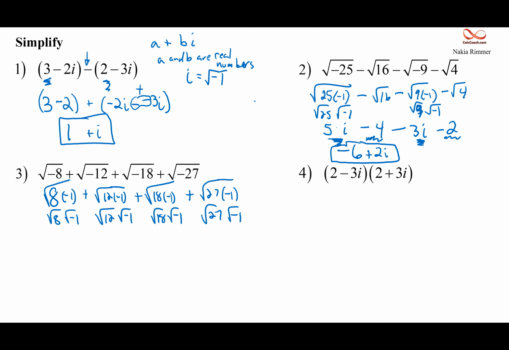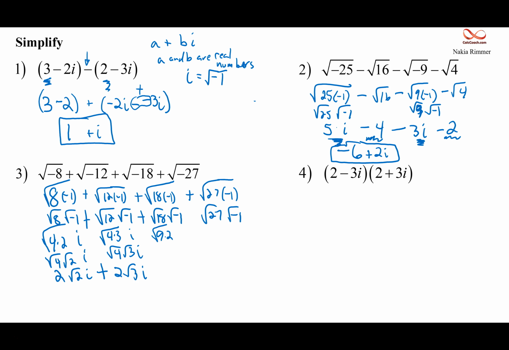The square root of 8, you got to find a perfect square that goes into it, and then you break it up into the square root of each. Square root of -1, that's an I. Square root of 4, that's a 2. So this is 2 root 2 I. Plus in between, square root of 12. 12 is 4 times 3. And then we're going to take the square root of 4 and the square root of 3. So that's going to give us 2 root 3i.